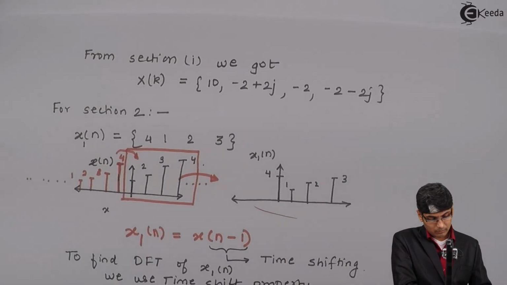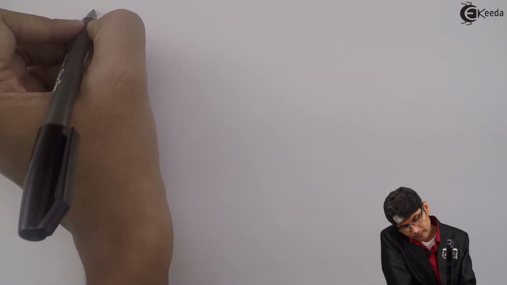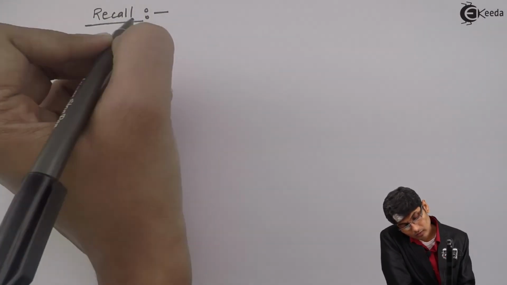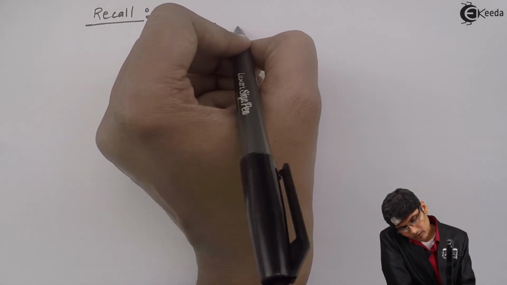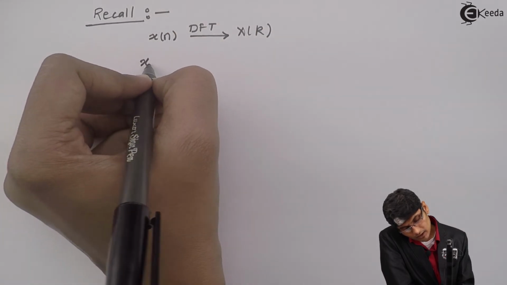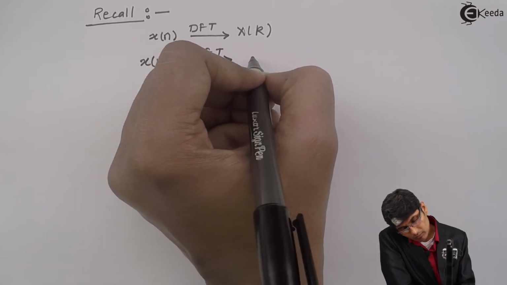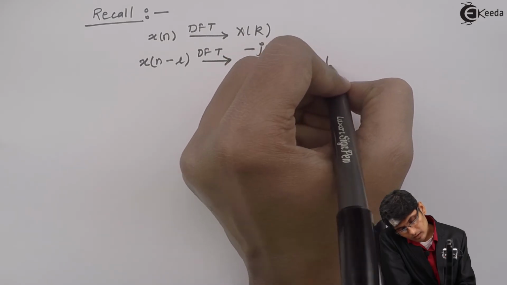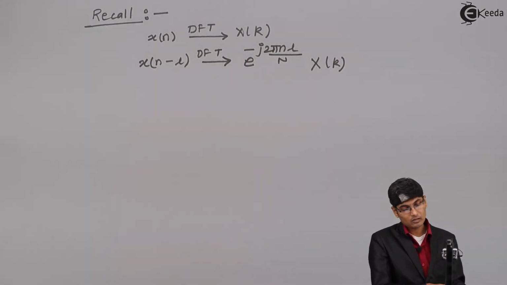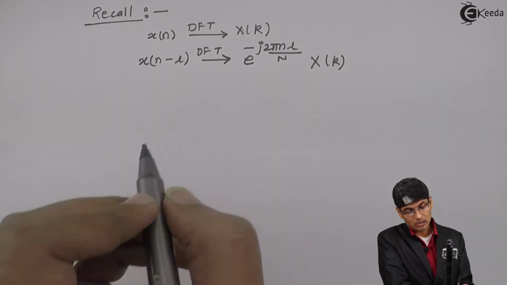To use the time shift property, just to recall, if I have x of n, and its DFT is X of k, then whenever I shift the signal by L units, its DFT will be the multiplication of X of k by e to the power of minus j 2 pi kL by N, that is, the minus L units factor, which is KL.